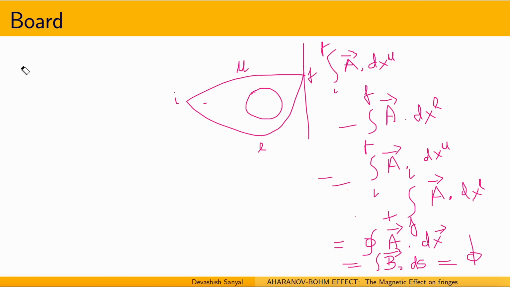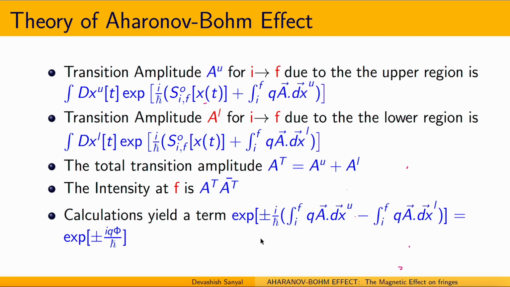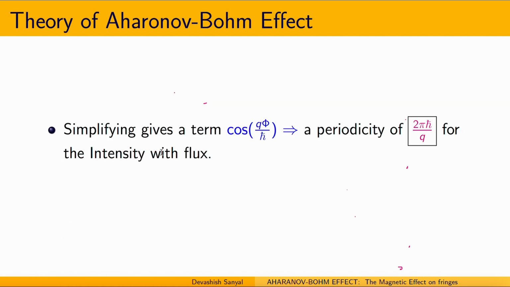So you can erase it now. That's why we have written exponential plus minus i by h cross phi. So this term is actually phi. Phi is the flux through that region which contains the magnetic field. So if you complete the calculation, you get the cos term. Simplifying, we will get cos of q phi by h cross, and this is a periodic term, and that is how we get the periodicity in the interference pattern.